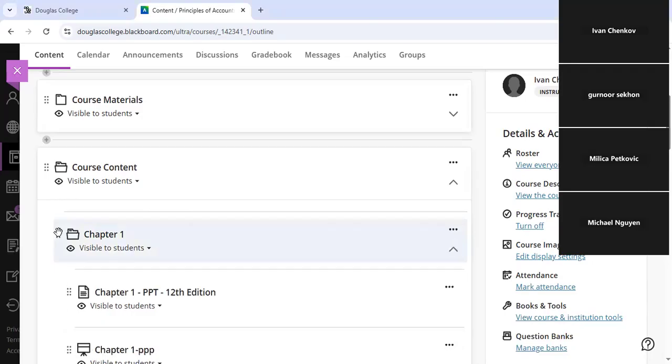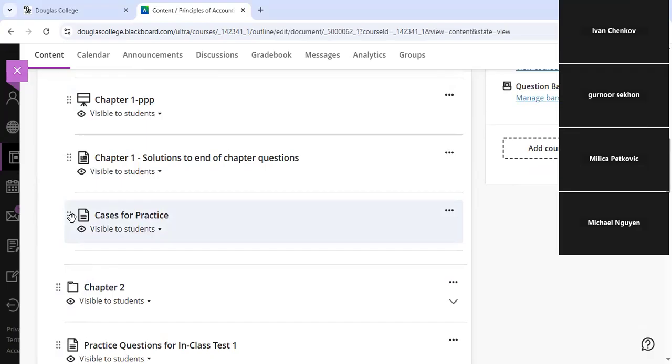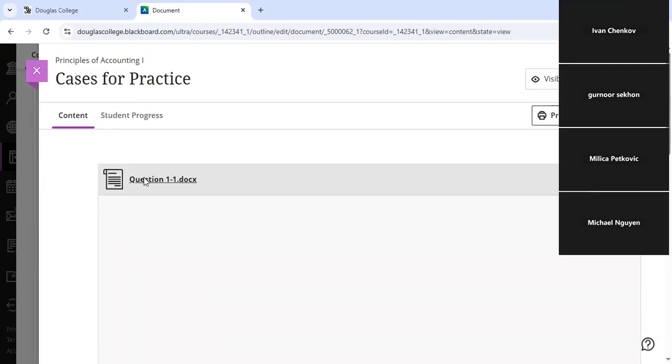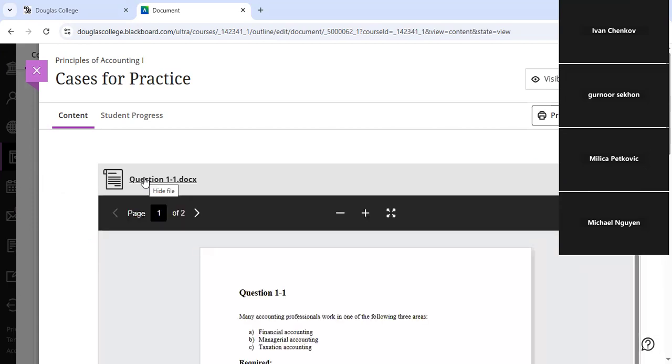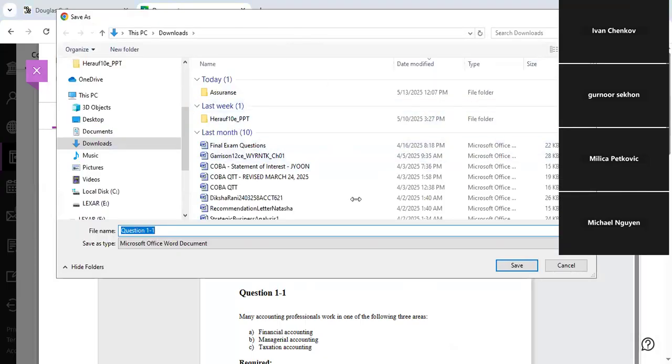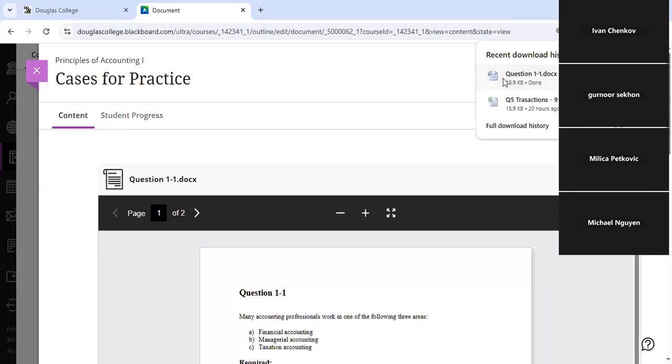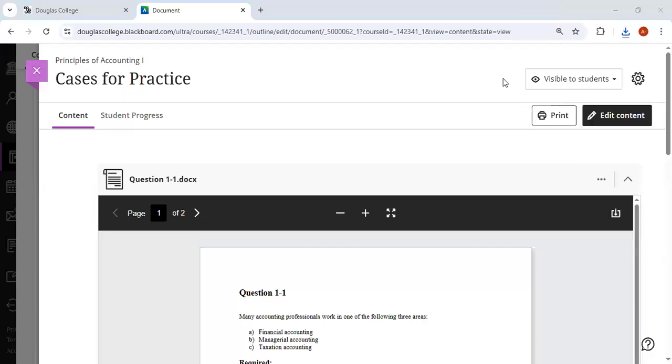So let's go to chapter 1, and let's go to the case for practice. And let's pull question 1-1. So let's see what's here for us. You can download that question. If you haven't downloaded it yet, download it on your computer. And let's open it and see what's in that question. That's a very simple question. It's mostly about financial accounting, managerial accounting, and taxation accounting. So let me share my screen and let's do it together.